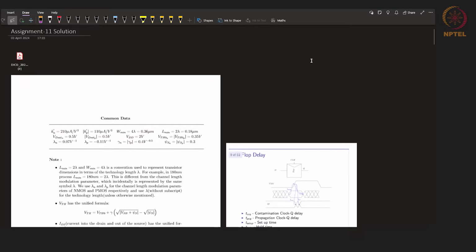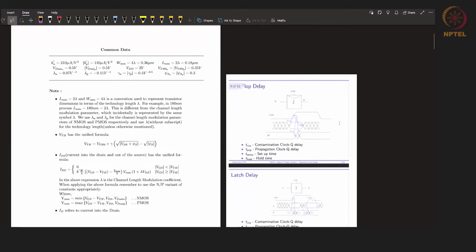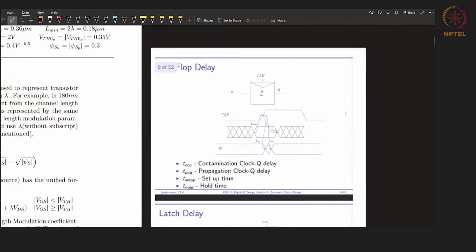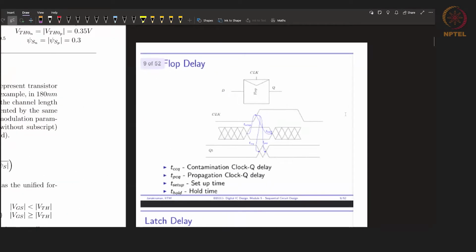Today we will be discussing the solutions for assignment 11. Firstly, we will just go over the terminologies for the flip-flop and the latch. For the flip-flop, you have TCCQ, which is your contamination delay, which is nothing but the minimum delay of the flop. You have TPCQ, which is the propagation delay, which is the highest delay from the clock to the Q. Then you have your setup time, which is the time before which the data must be ready, and you have the hold time, the time for which the data must be stable after the clock rises, right?